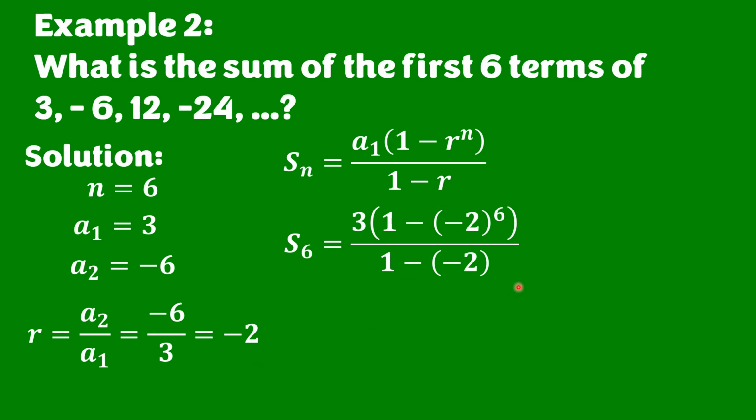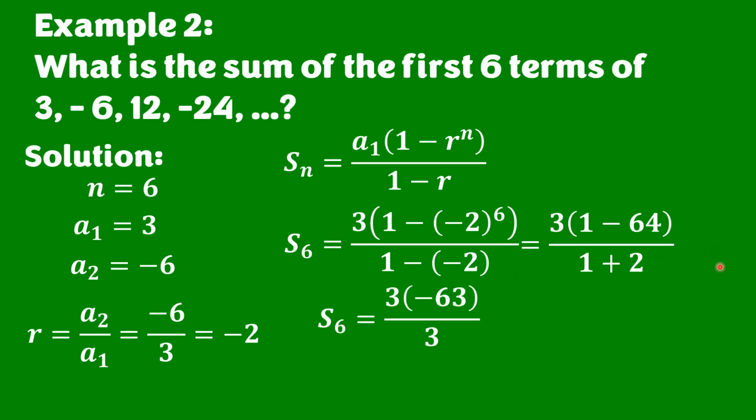And then simplify. We're going to get the value of negative 2 raised to 6, so that is positive 64. And then 1 minus negative 2 is the same as 1 plus 2. Next, we're going to simplify the equation.